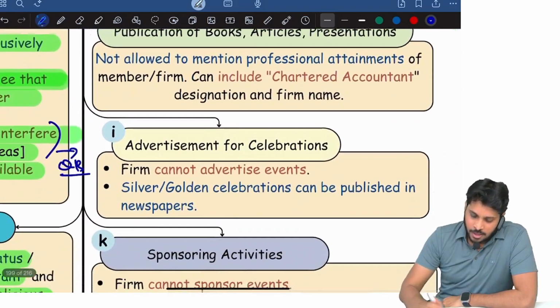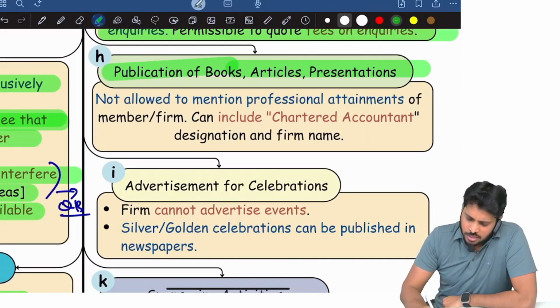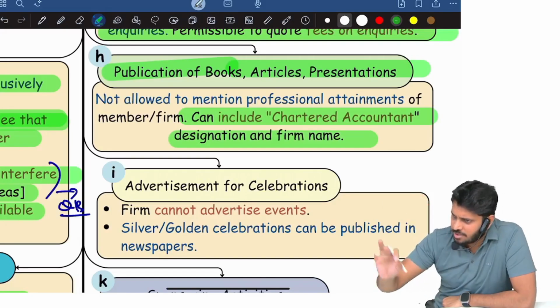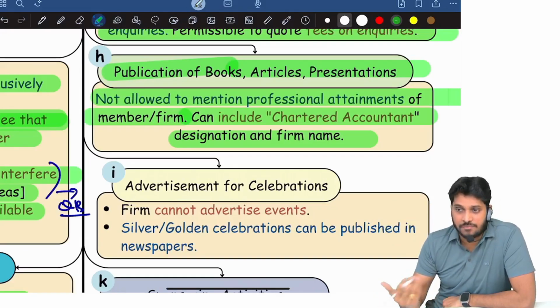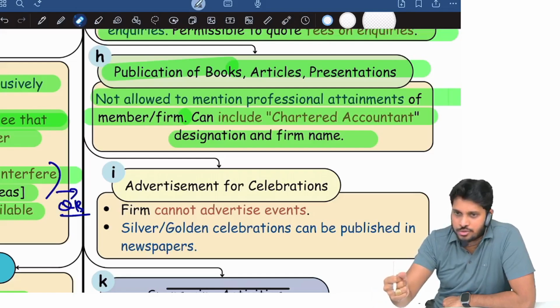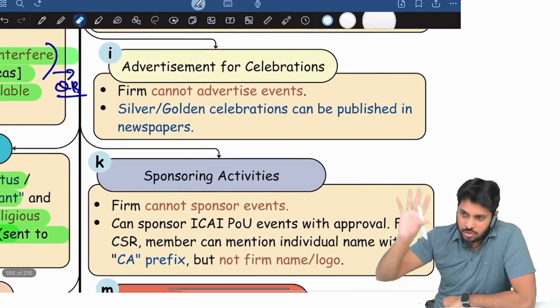Next. Can a CA publish books, articles and presentations? You can include the words chartered accountant, and you can even include the firm name, everything, but you are not allowed to mention professional attainments, like we solved so and so case, we discovered fraud in so and so company. No, you cannot. Okay, next. See, all this is only for books. Okay, next.